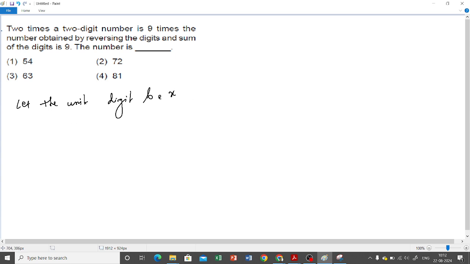Let the unit digit be x and the tens digit be y. Two times a two-digit number. So what is the number? If the unit digit is x and the tens digit is y, then the number is 10y plus x. How 10y plus x?